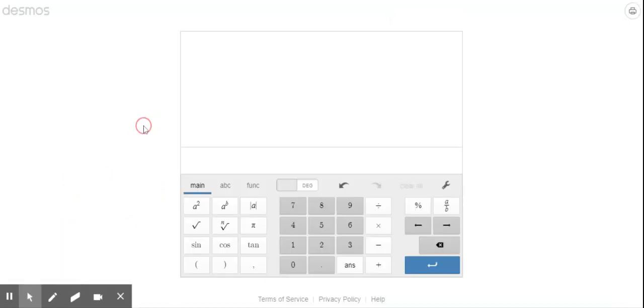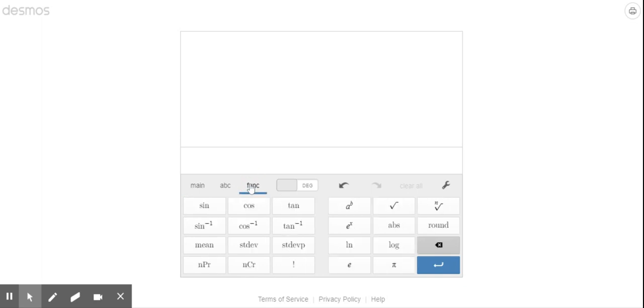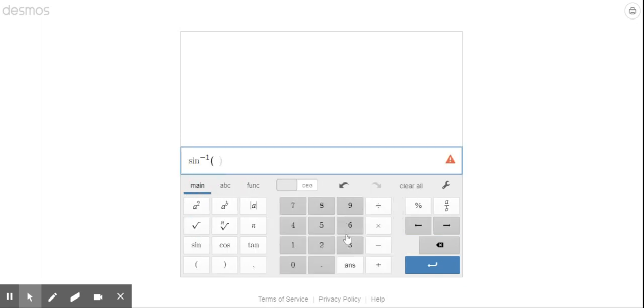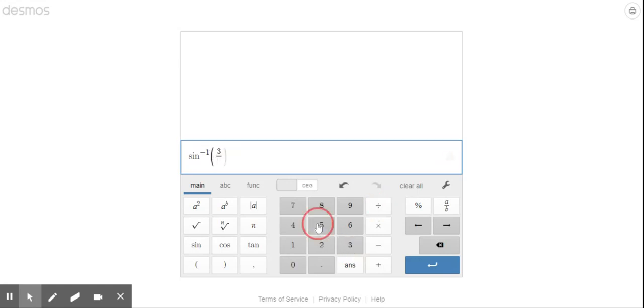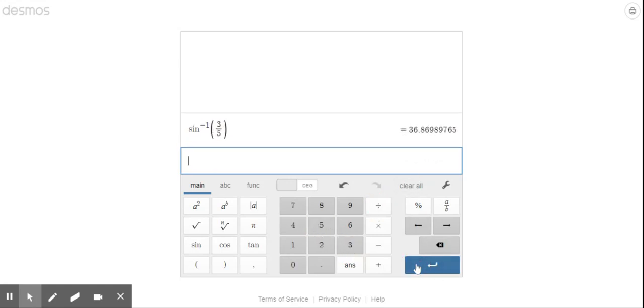All right, now I'm going to show you how to plug this into your calculator. If you're on the Desmos calculator, you go to function, sine to the -1, back to main, hit 3 divided by 5. You should get approximately 36.9 degrees.